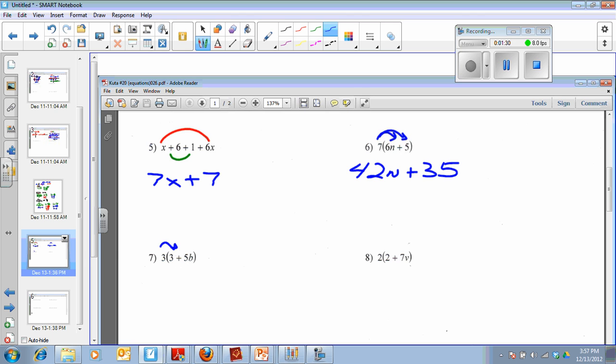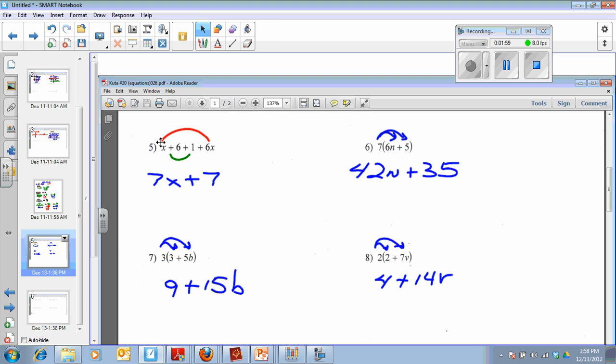A positive 3 times a positive 3 is a positive 9. A positive 3 times a positive 5b becomes a positive 15b. And now combine those two terms. They're not like terms. Over here, I'm going to multiply the 2 through the parentheses. Positive 2 times a positive 2 is a positive 4. Positive 2 times a positive 7b is a positive 14b. Once again, we can't put those together. They're not like terms.